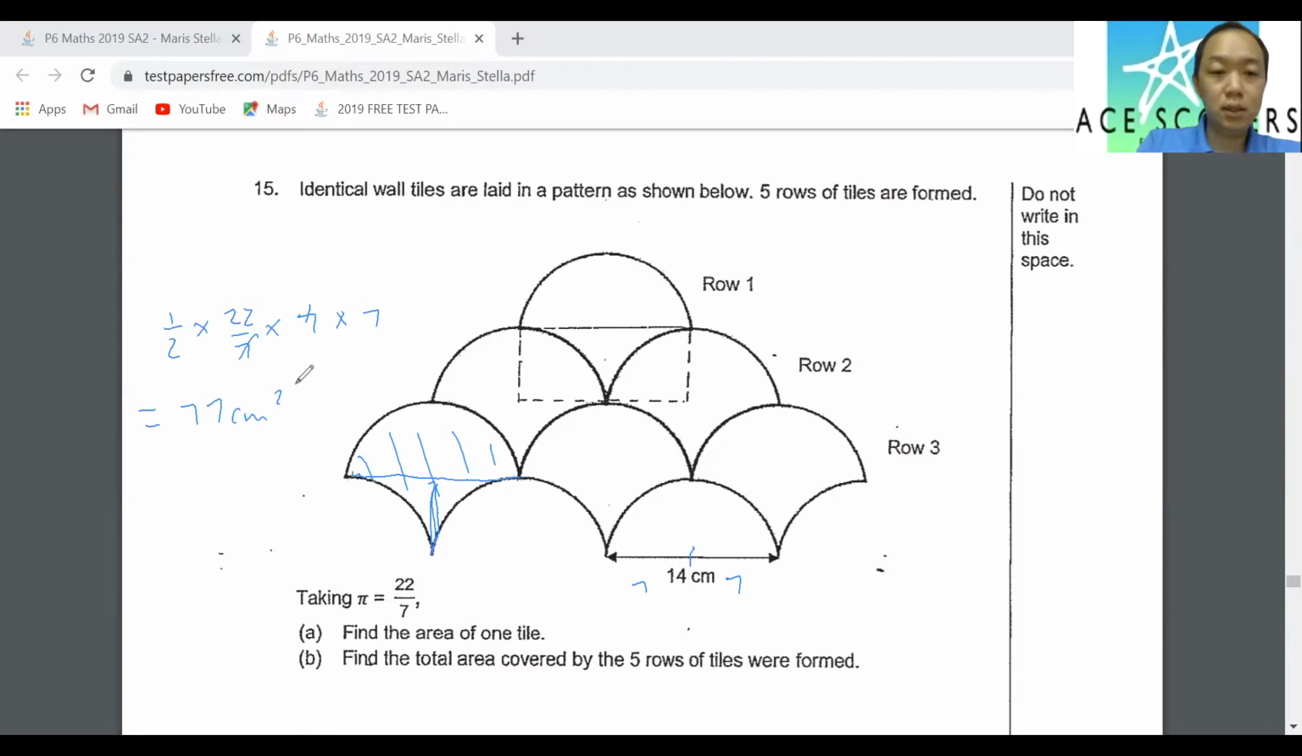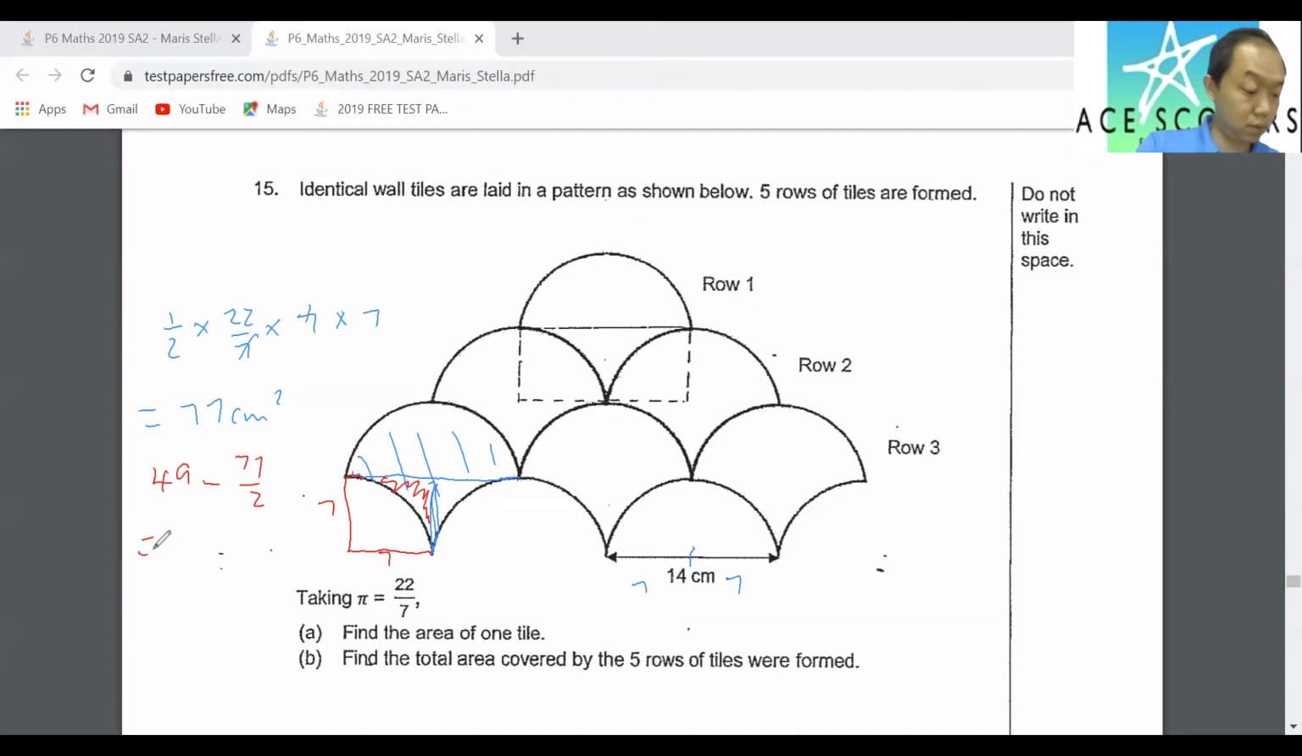Now the next thing is how to find this arrowhead. Let me draw in red. This is called an arrowhead. So how to find an arrowhead? We take the square minus the quadrant. Now this square is 7 here and 7 here, so it's actually 49, take away the quadrant. The quadrant is half a semicircle, so that is 77 over 2.